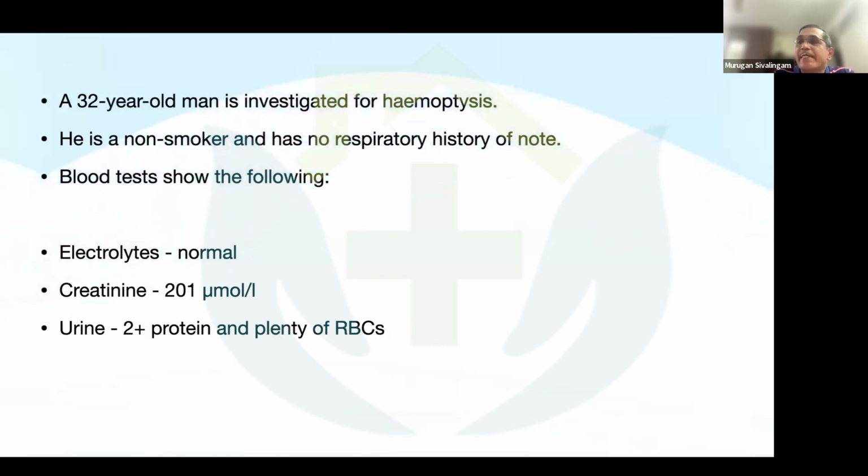Rarely you can have something like SLE as well, but that is typically very, very rare. The two more common causes are Goodpasture's and ANCA-positive vasculitis or granulomatosis with polyangiitis. Those two are the major causes of those things.